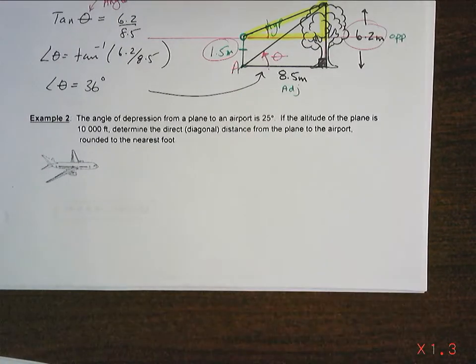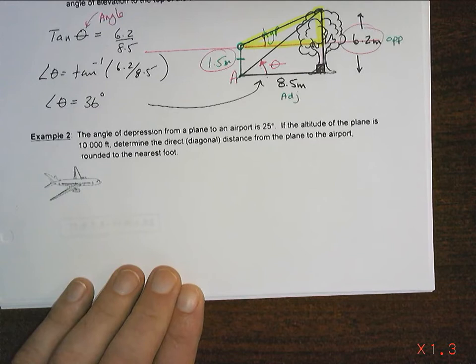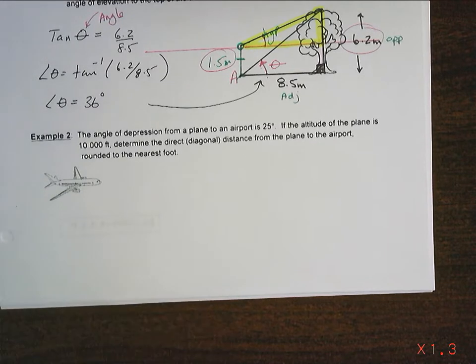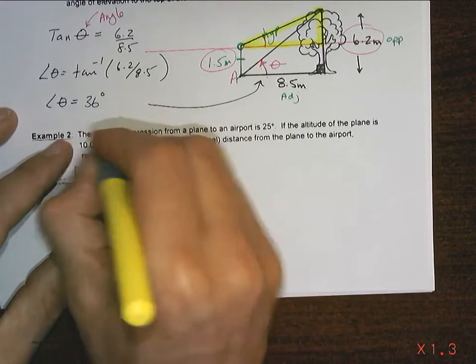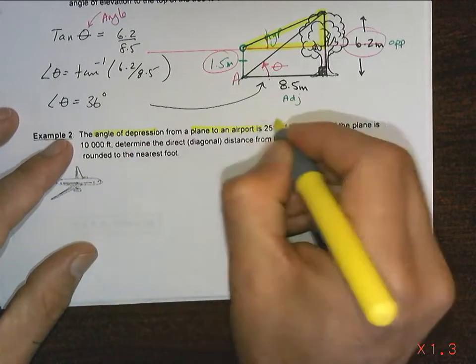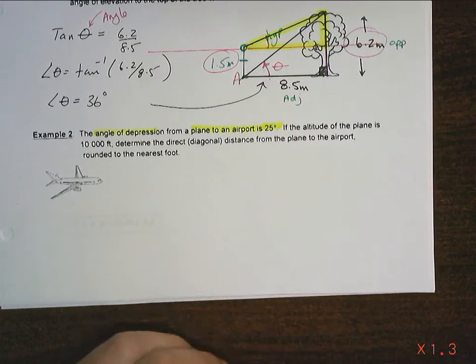Example 2. The angle of depression from a plane to an airport is 25 degrees. Now, if I try to draw that right now, I'm going to get confused. So I'm going to hold off on that. I'm going to hold on to that idea for a minute. Angle of depression, plane to airport, 25 degrees. The altitude. What's another word for altitude?